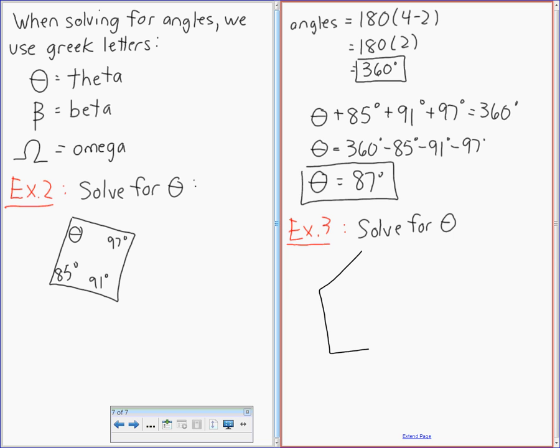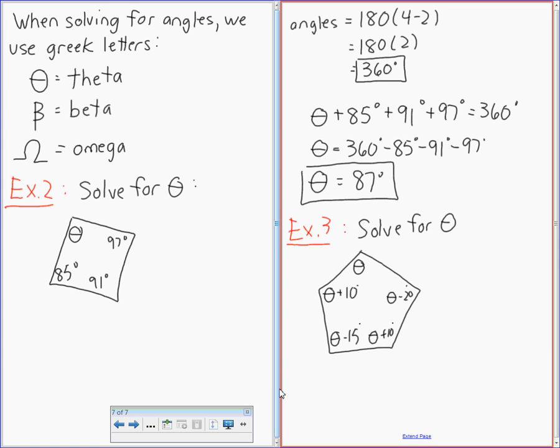One, 2, 3, 4, 5. Okay, so there's my shape. Here's a 5-sided figure. The top one I'm going to call theta. The top left I'm going to call theta plus 10. The bottom left I'm going to call theta minus 15. The bottom right I'm going to call theta plus 10. And the one on the right is theta minus 20.